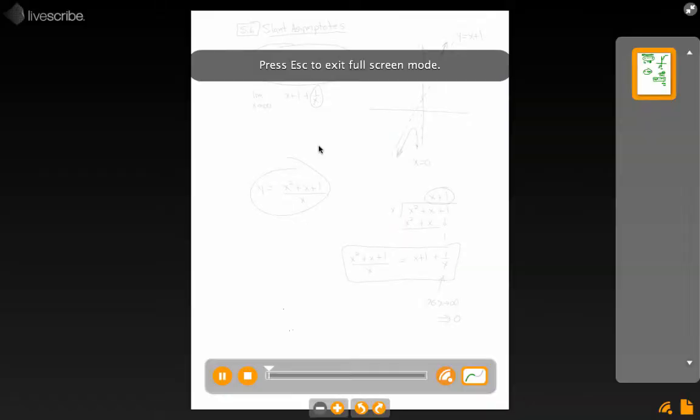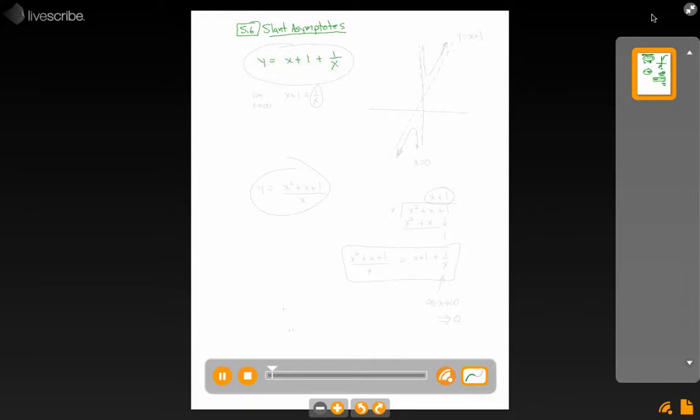This comes out of section 5.6, slant asymptotes. For this example, we're going to take a look at this function, y equals x plus 1 plus 1 over x. The graph for this function is kind of interesting. And I'll talk about that first, and then we'll talk about y in a second.